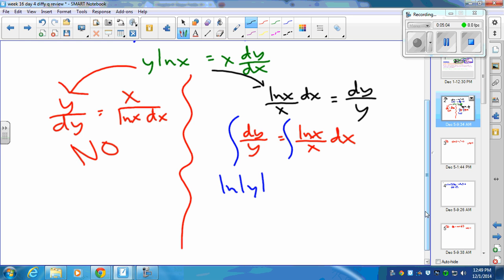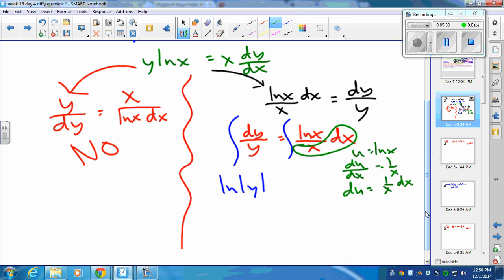That's an algebra skill, separating. The next part is the calc part, the integrating part. And you might go, yikes, I don't know how to integrate this ln of x over x. This is a u sub. U would be ln of x. du dx equals 1 over x. du equals 1 over x dx. So this is a perfect fit. See how the x is in the bottom, the dx is on top.